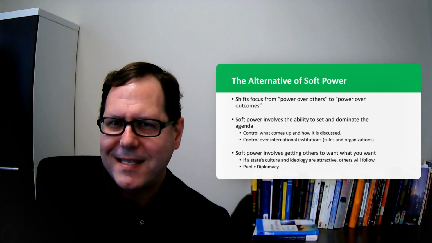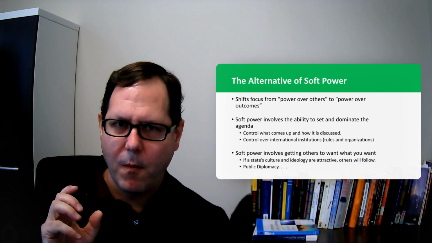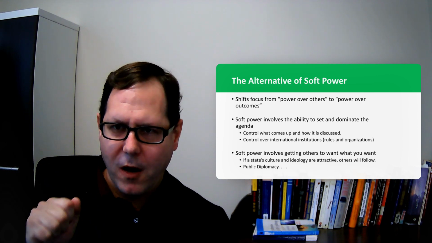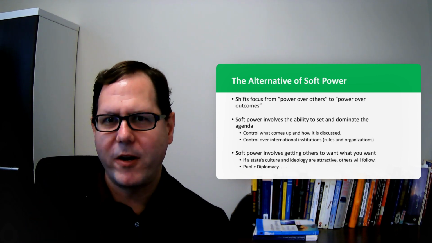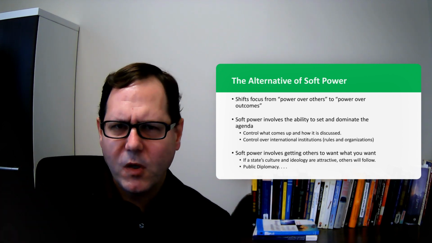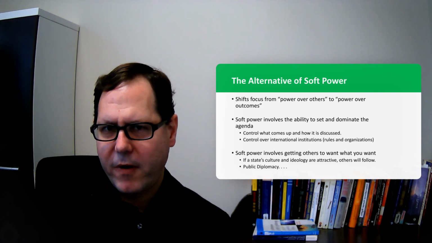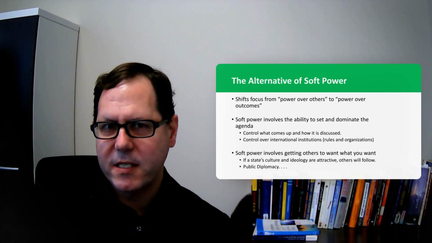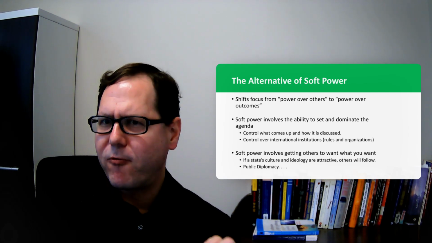But I actually don't think that that's the most useful way to think about this idea of shifting from power over others to power over outcomes. I think a much better illustration of this shift in thinking could be seen in terms of controlling and dominating the agenda, right? To control what gets discussed, to control the rules of an organization, to control the framing of issues.